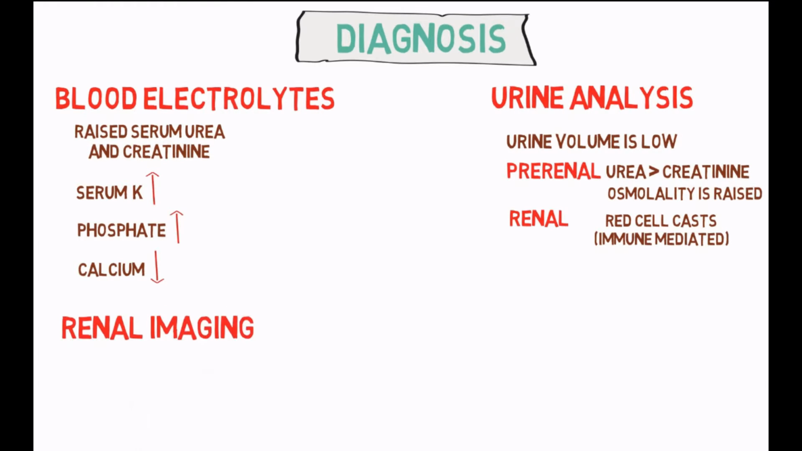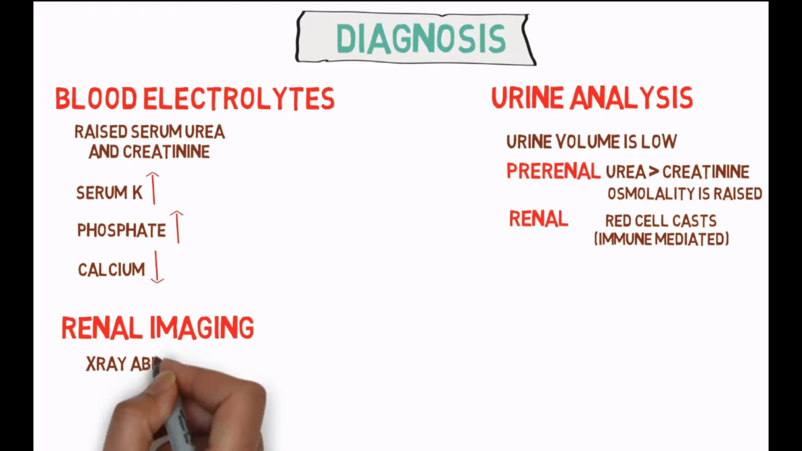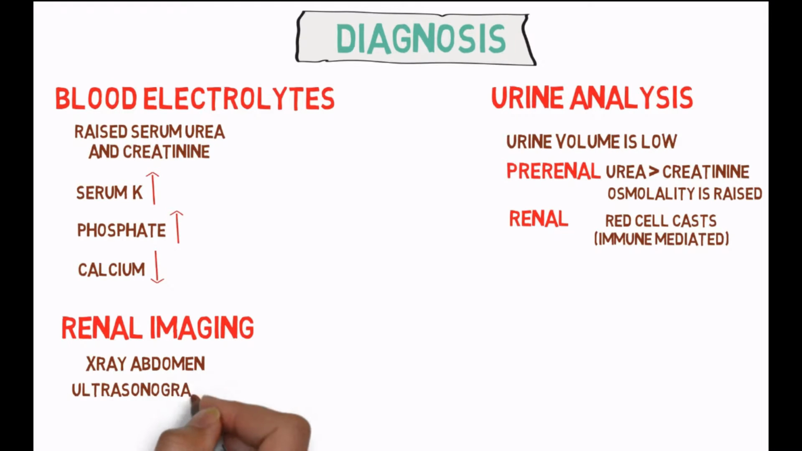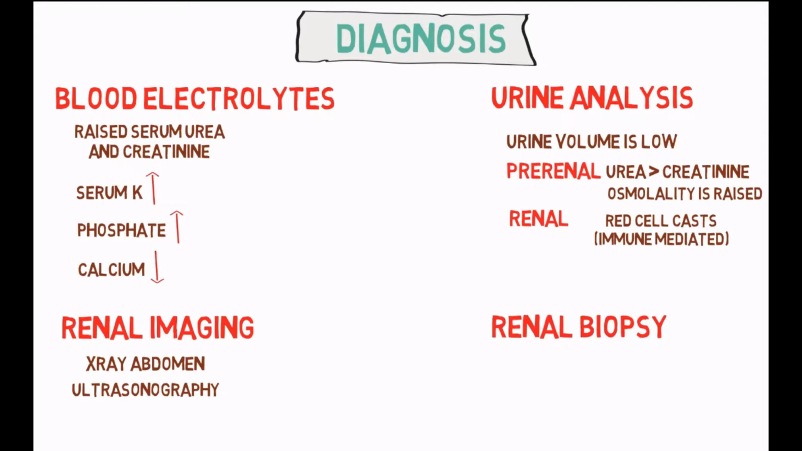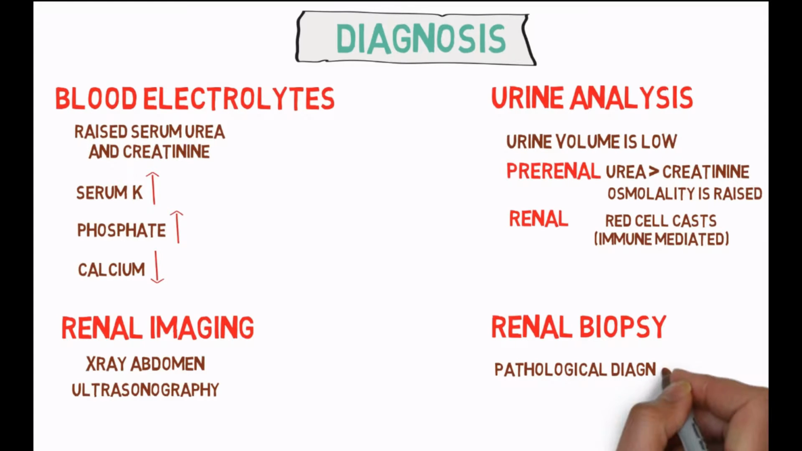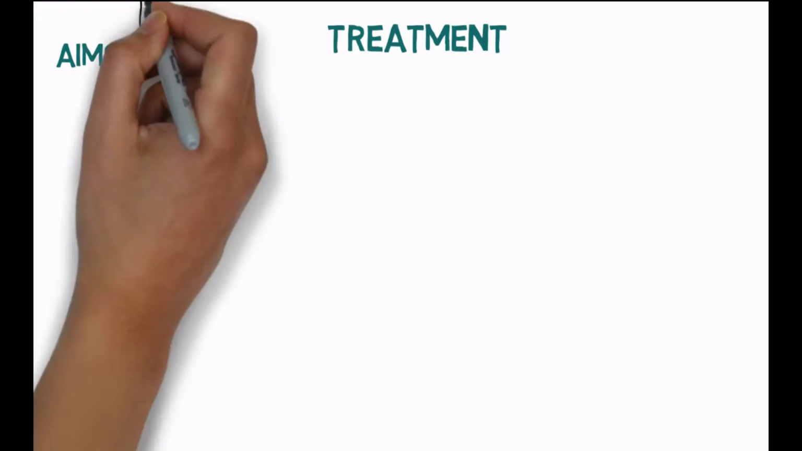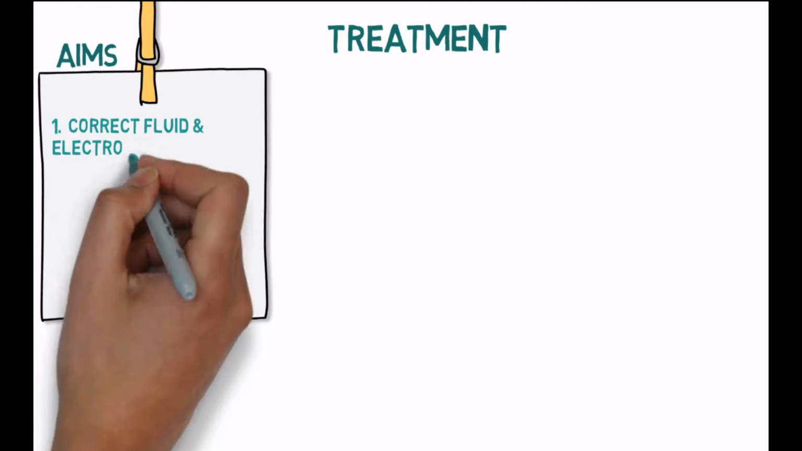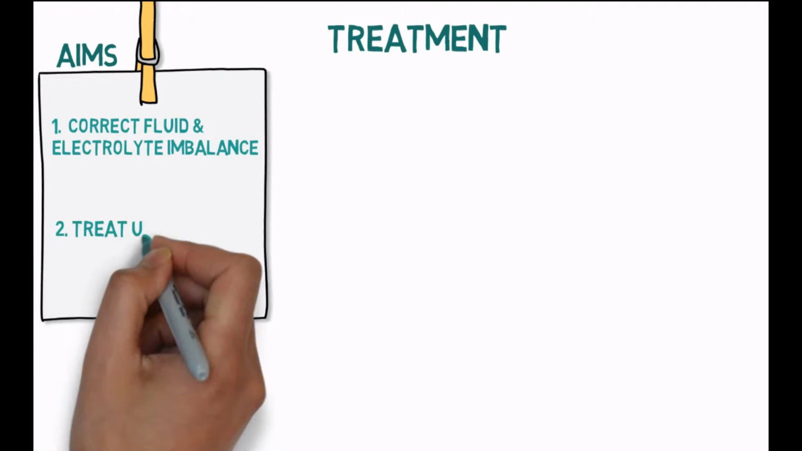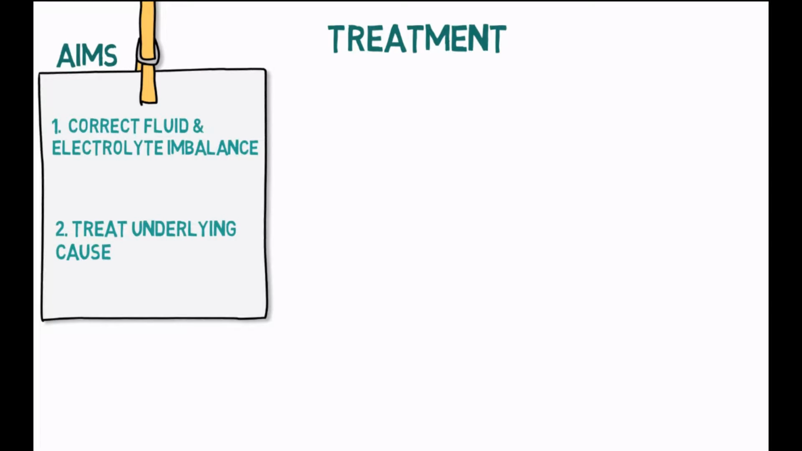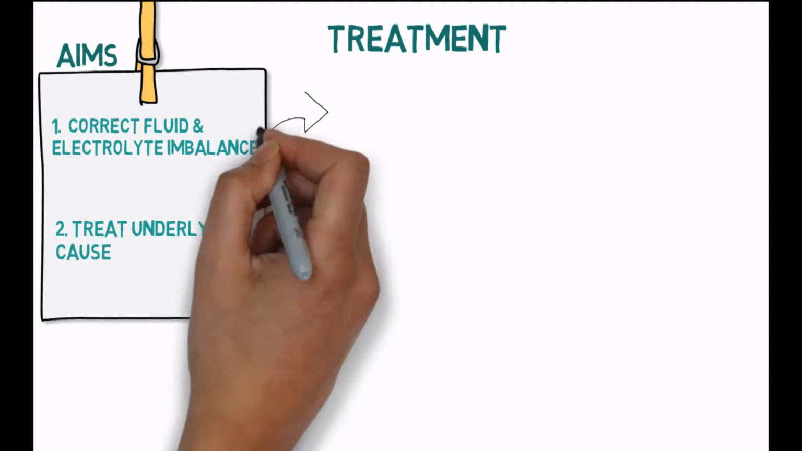Renal imaging is also an important modality of investigation, which involves X-ray abdomen and ultrasonography, which are usually helpful in cases of post-renal ARF to detect stones or enlarged prostate. Renal biopsy helps in pathological diagnosis of conditions like immune-mediated renal damage. The treatment of acute renal failure is mainly associated with correction of the fluid and electrolyte imbalance, and also the treatment of the underlying cause. Please note that we will not be able to discuss the treatment of individual topics in detail due to limitation of time.